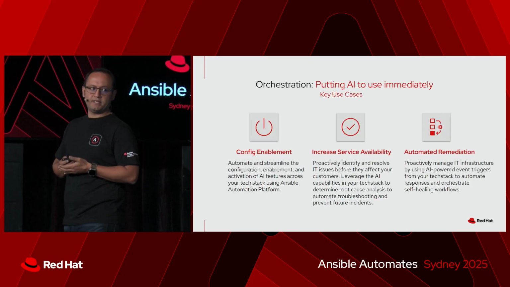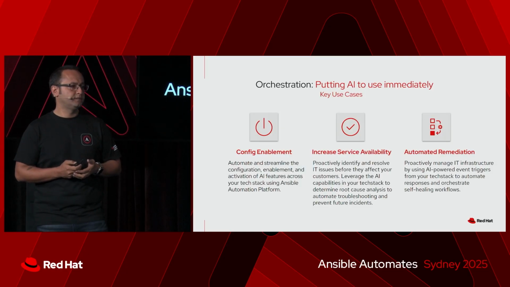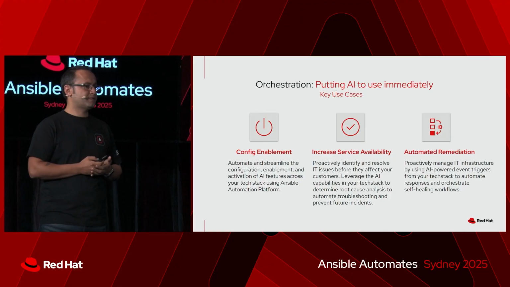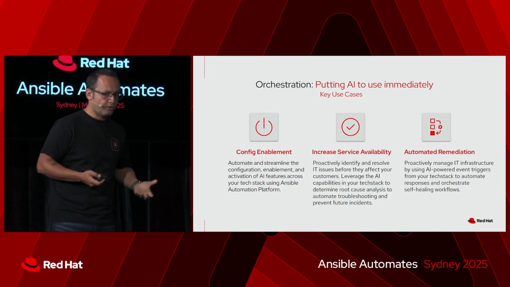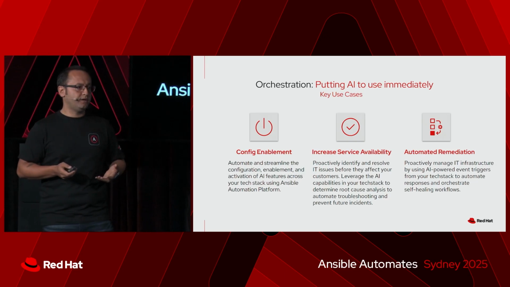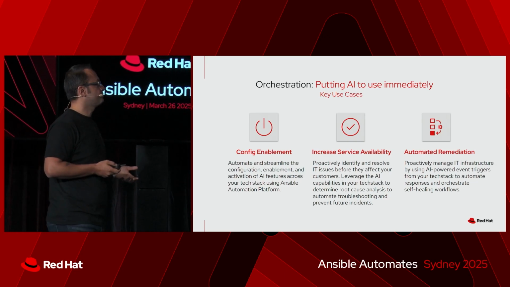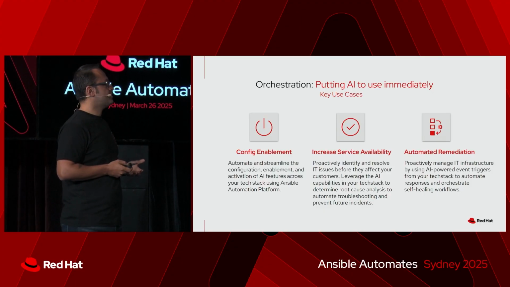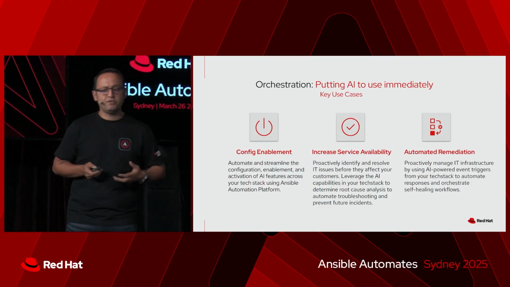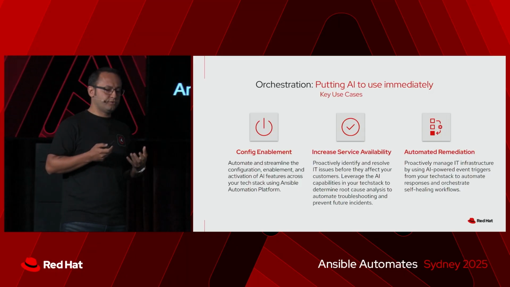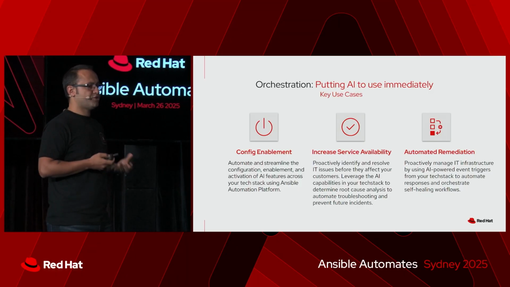All right, let's dive deep into every single one. Orchestration, we have a config enablement standard. We can just configure our infrastructure that hosts our AI workloads. Take it to the next level. Increase service availability. Leverage EDA to look back and determine the root cause of an issue.